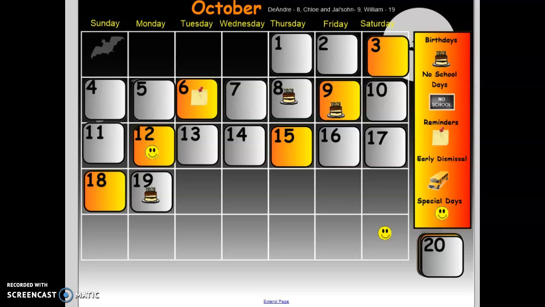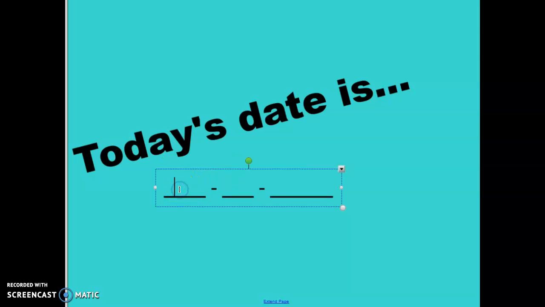The month is October. I see that yesterday was October 19th. If yesterday was the 19th, then today is the 20th, October 20th. Let's put it into the date. In number form, 10, 20, 2020.